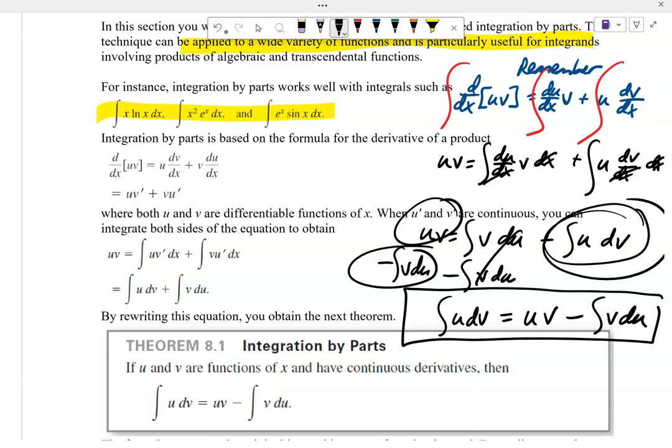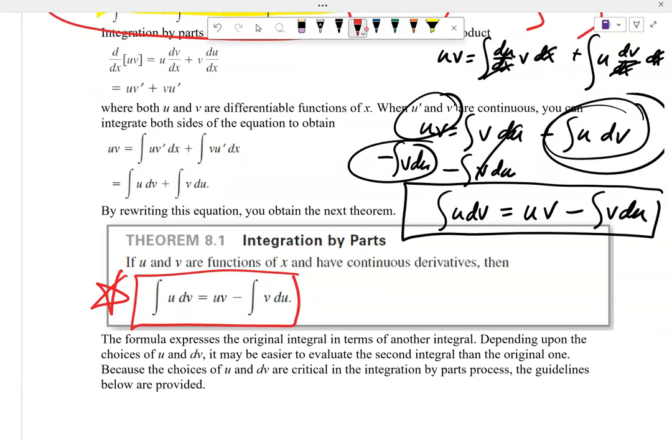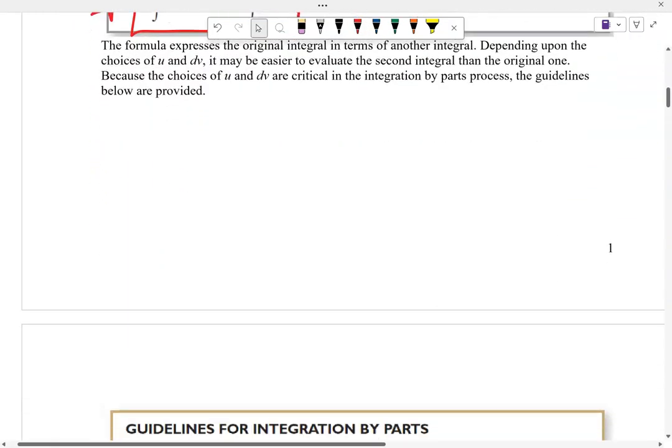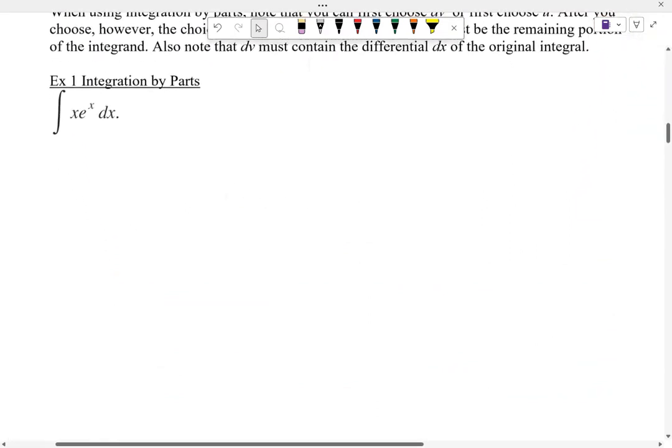And so what I can do is break up things like this and use this technique called integration by parts. Okay, so this is my integration by parts. The integration of u dv is the same as uv minus the integration of v du. So it expresses the original integral in terms of another integral. Okay, you kind of have to just see it, I think. So let's go ahead and apply this formula or technique, if you will.